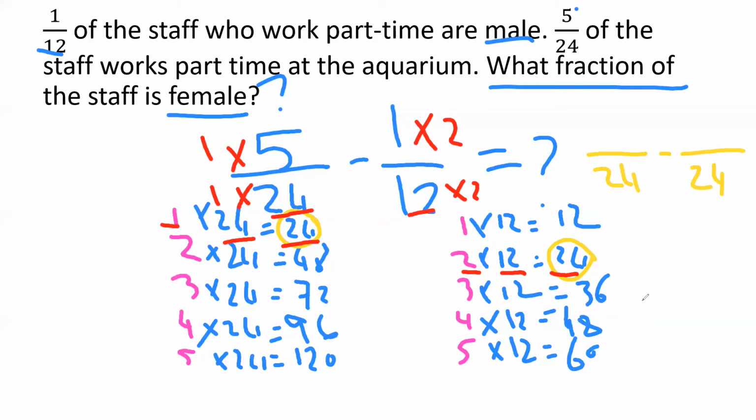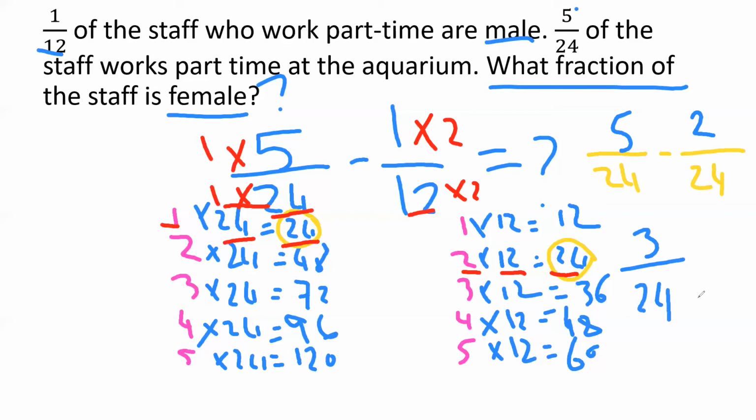12 times 2 is 24. 1 times 24 is 24. So all I have to do now is solve for the top. 1 times 5 is 5, and 1 times 2 is 2. Now that I have found the common denominator, I can subtract the fractions. To subtract the fractions, I'll simply subtract the numerators and leave the denominators the same. 5 minus 2 is 3, and 24 stays the same.